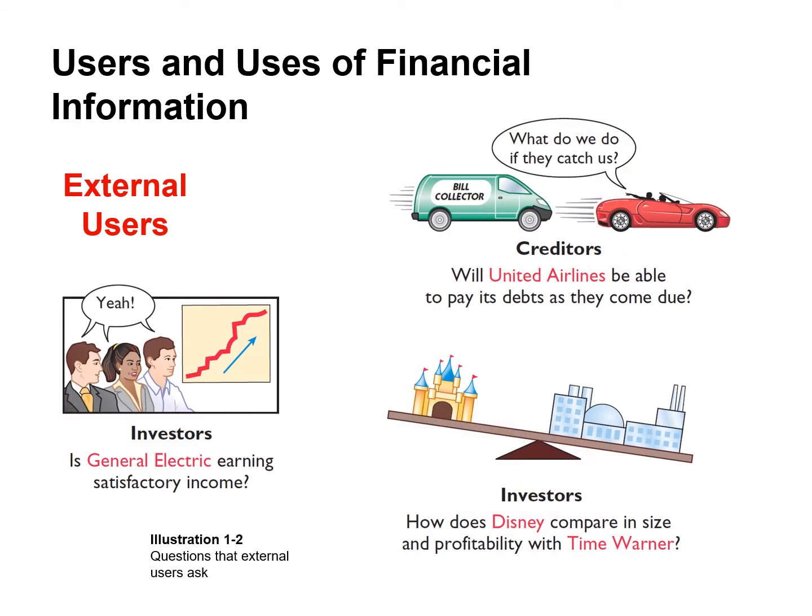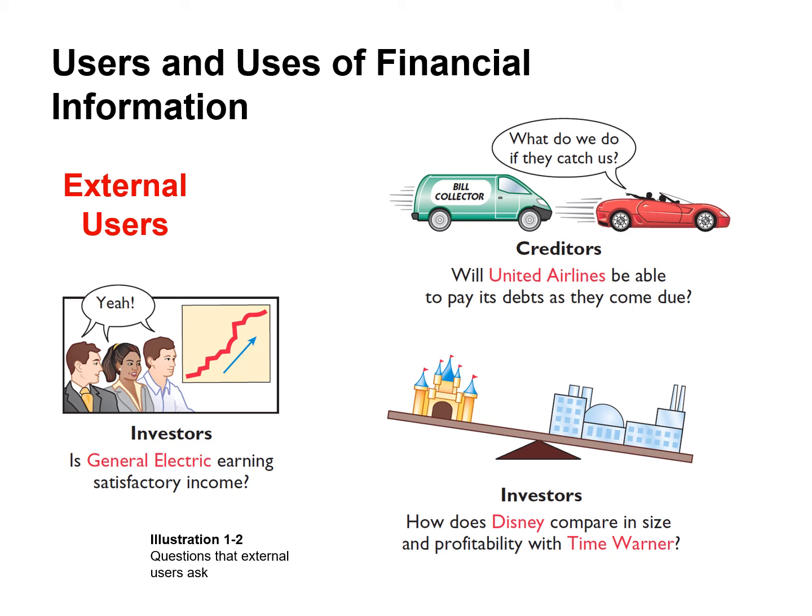There are several types of external users of accounting information. Two common ones are investors and creditors. Investors, and I want you to think of this as the owners, use accounting information to make decisions on whether to buy, hold, or sell stock. Creditors, such as a supplier or a banker, will use accounting information to determine the risk of selling on credit or lending money. Some questions that investors and creditors may ask about a company are shown in this slide.